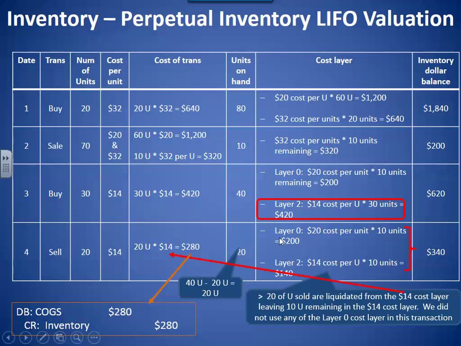And now if we take a look here, now we have two cost layers. Layer 0, where we had $20 cost per unit times the 10 units. We haven't touched that layer, so that equals $200. We have 10 units remaining in layer 2 with cost of $14 per unit, so that's going to equal $140. So we add the two together, and they total to $340.